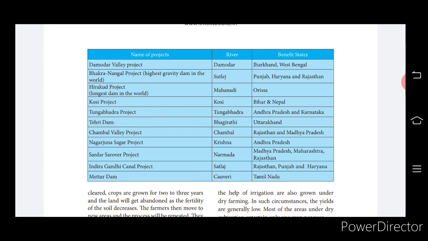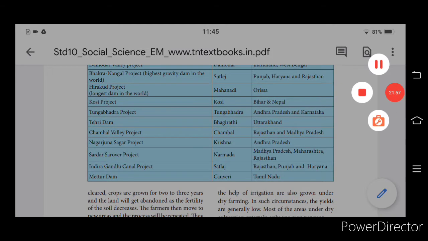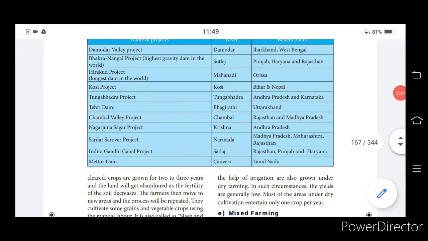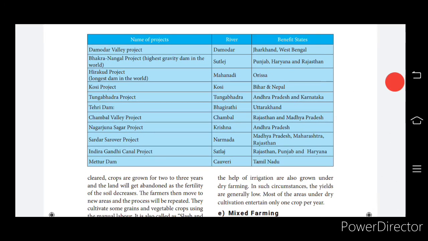You should memorize these names. The longest dam in the world, Hirakud, and the Kosi project, and the Tungabhadra project are very much important. Now, the Tungabhadra project is on the Tungabhadra river, and the benefit states are Andhra Pradesh and Karnataka. Then Tehri Dam, on the Bhagirathi, benefits the state of Uttarakhand.